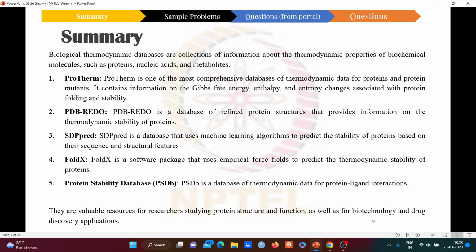In the last part of the session, we'll be discussing how these different databases are used to develop different machine learning methods. Considering their importance in current day study, these are valuable resources for researchers studying protein structure and function, as well as for drug discovery applications.